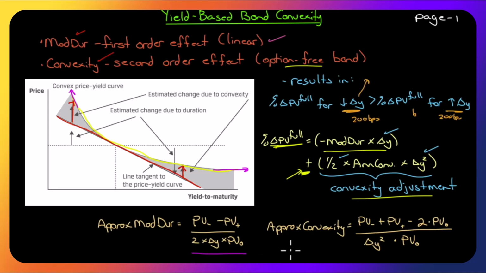You'll recall this was the calculation for approximate modified duration. For approximate convexity, because we can calculate convexity 2 ways. We can calculate it in the spreadsheet way, the way we calculate Macaulay duration. Then we can find modified duration, which is the first derivative of Macaulay duration. We can also find convexity in that same spreadsheet. But if we're trying to approximate it, we do it this way: PV minus plus PV plus minus 2 times PV naught, divided by delta y squared times PV naught. Remember, we have to have convexity in there, so the square is how we get our convexity in there.